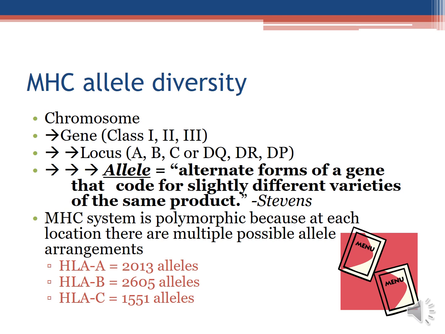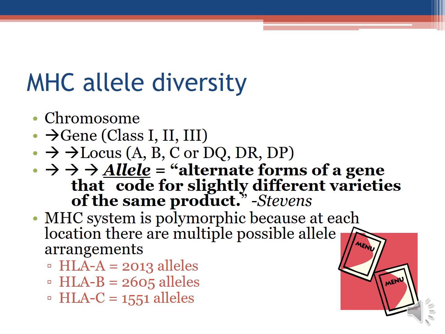So let's take a quick look at the allele diversity of the MHC. We know that alleles are alternate forms of a gene that code for slightly different varieties of the same product. Remember that at the beginning of the lecture I said that the MHC system is one of the most polymorphic systems in the human body.